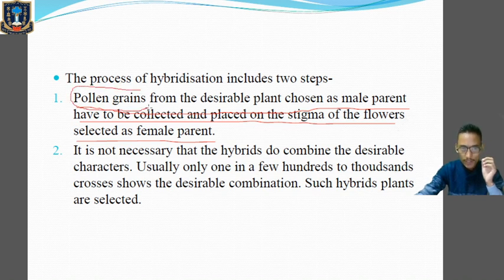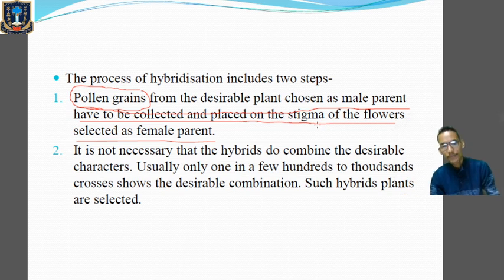What do you mean by pollen grain? Before going into hybridization, you must have knowledge about the male gamete and the female gamete of a flower, of a plant. So what is pollen grain? Pollen grain is mainly the male gamete of a flower or of a plant. So we have to take the pollen grain from the desirable plant, and after selecting the pollen grain with desirable characteristics, it has to be placed on the stigma.